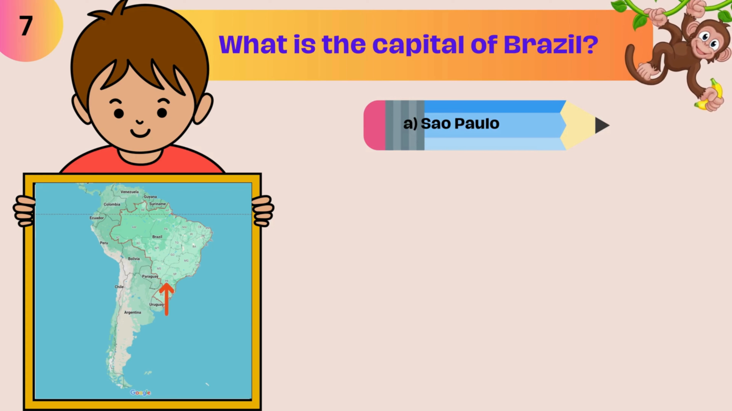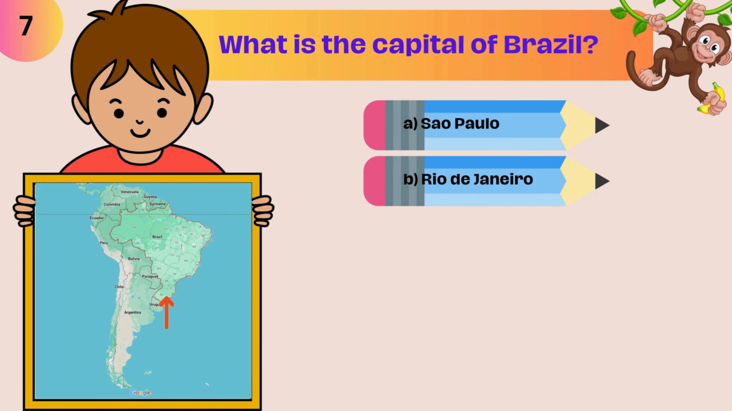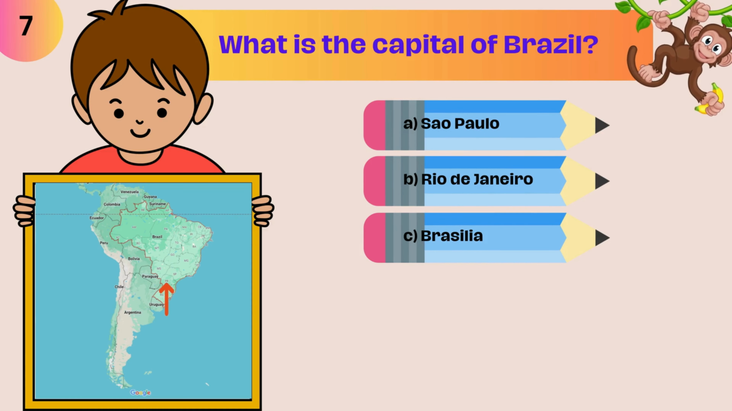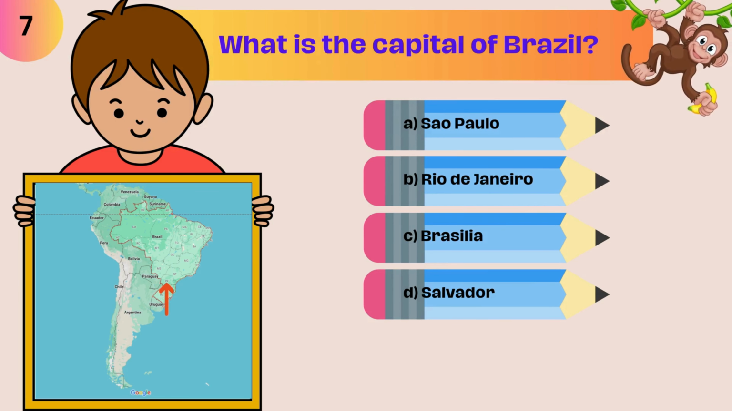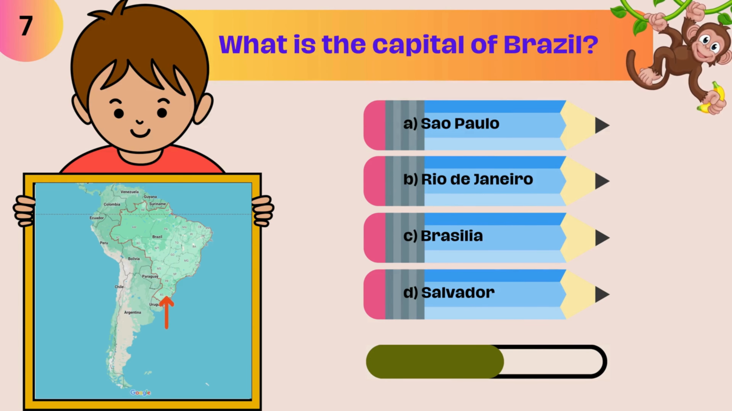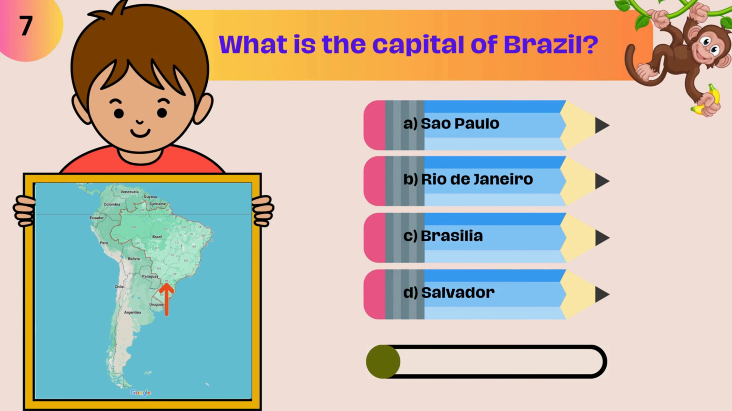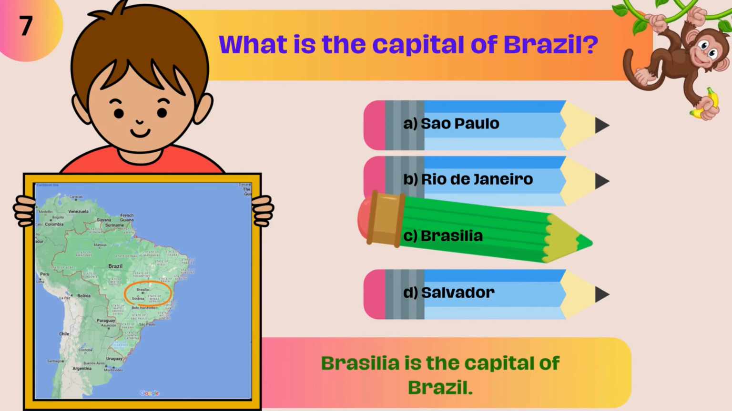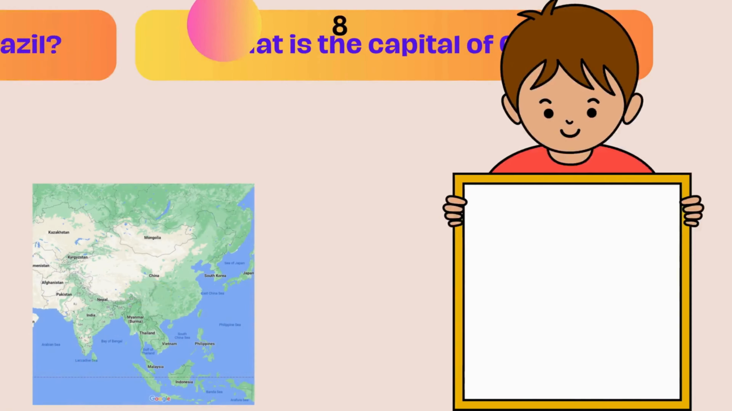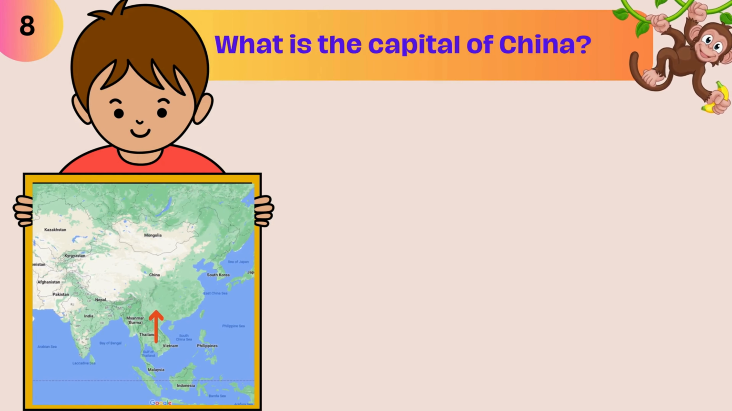What is the capital of Brazil? A. Sao Paulo. B. Rio de Janeiro. C. Brasília. D. Salvador. The right answer is C. Brasilia.